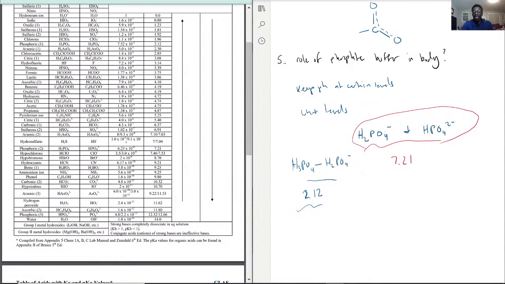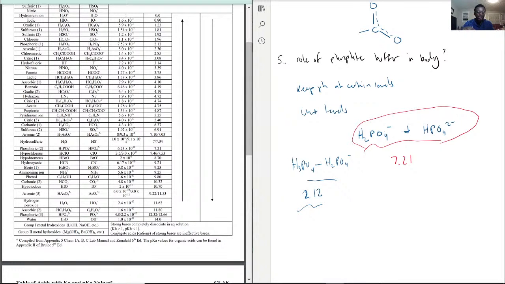And just as the pKa shows, it keeps it at this level. I wish I knew the name off the top of my head. There's phosphoric acid, and then there's dihydrogen phosphate. I do believe that's what it's called. And this would be hydrogen phosphate, if I remember correctly. Don't quote me on that. But yeah, that's the pH we're looking for.